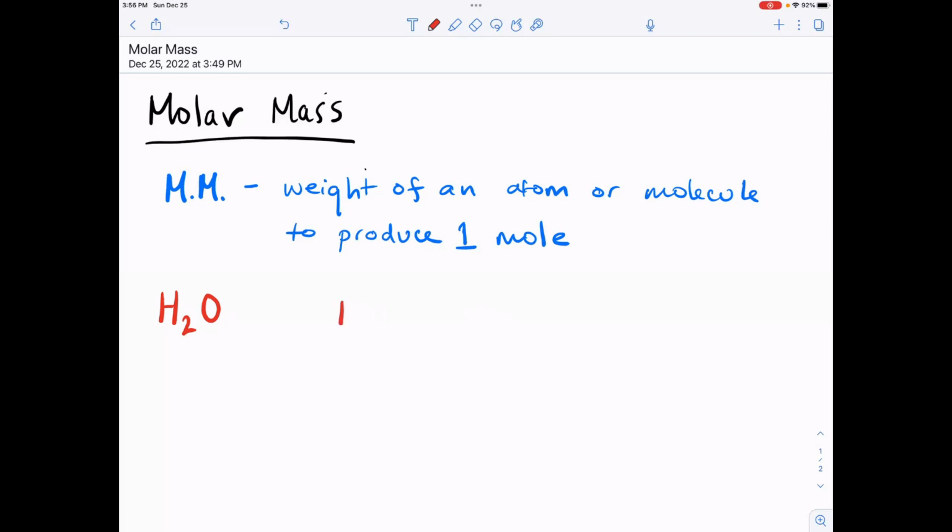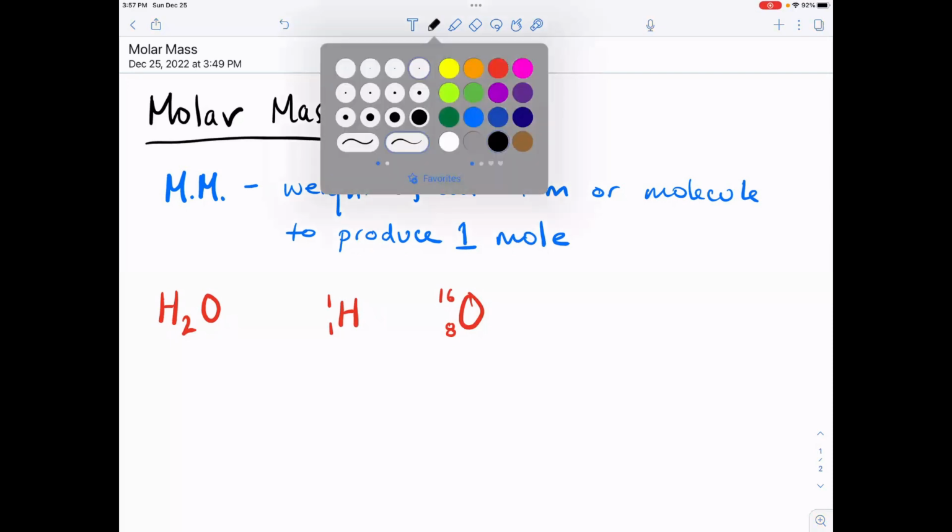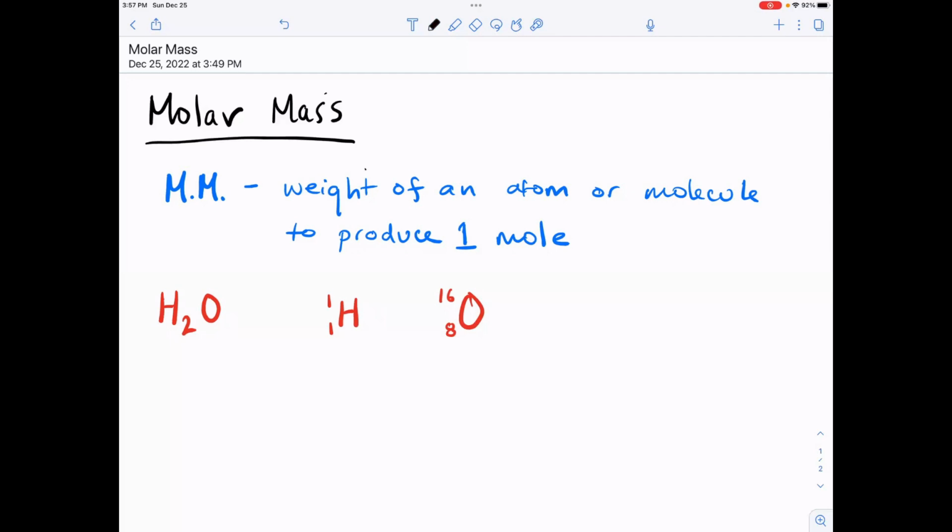So in our case, we have hydrogen, which has an atomic mass of approximately 1. We have oxygen, which has an atomic mass of approximately 16, and this one's 1, this one's 8. So here, what we want to do is take the sum of all of the atomic species to get the molecular weight, and that will give us the molar mass.